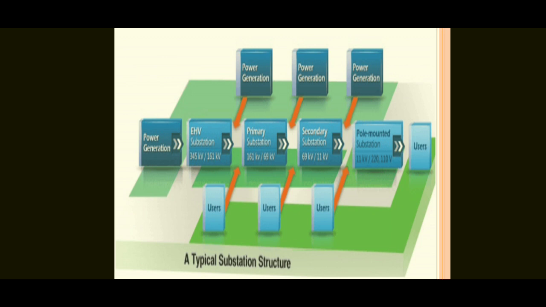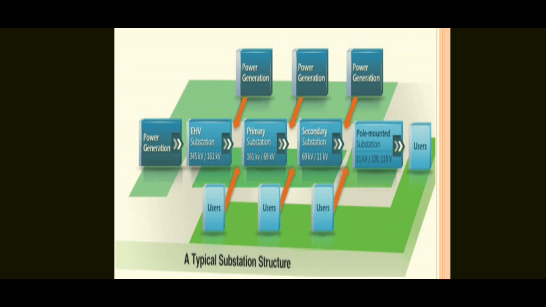So power generation, next one, EHV substation. Here power generation is of three types: thermal, nuclear, hydel. Different other energy sources are also available, but the major are thermal, hydro, and nuclear.